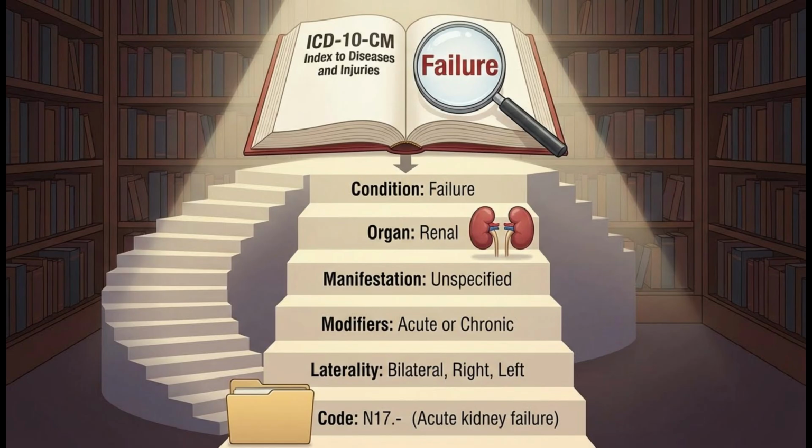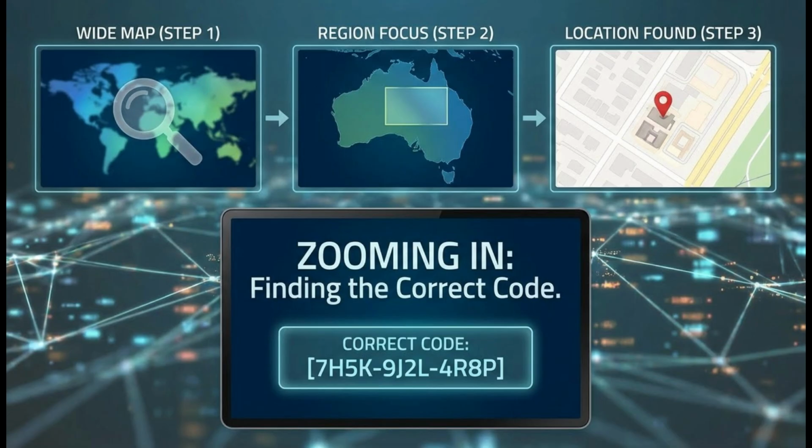Each detail you add tightens your search, guiding you closer to the most accurate code. Think of it as zooming in from a wide map to a specific location. Every step makes the picture clearer. This process ensures you don't just find a code, you find the correct code.